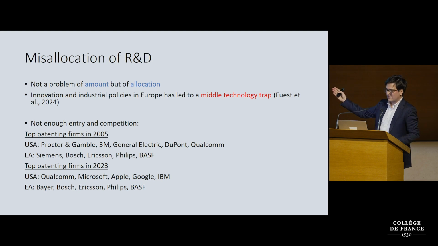In 2005, you can see that those are the 5 most innovative firms in terms of patent filing in the US and in Europe. These are essentially comparable firms, manufacturing firms. If you look at the same ranking in 2023, in Europe, you see the exact same firms. In the US, you see firms that are mostly in the digital sectors, and some of them were very, very young in 2005. So there is not enough entry, not enough competition, at least when you look at the top innovative firms in Europe, and there is no transition in terms of which firms are doing the most innovation, toward more digital sectors.